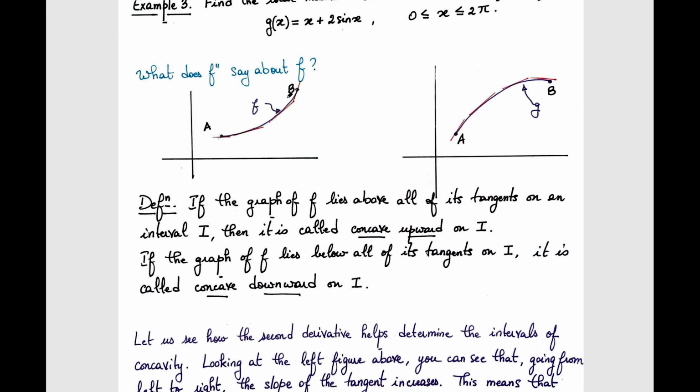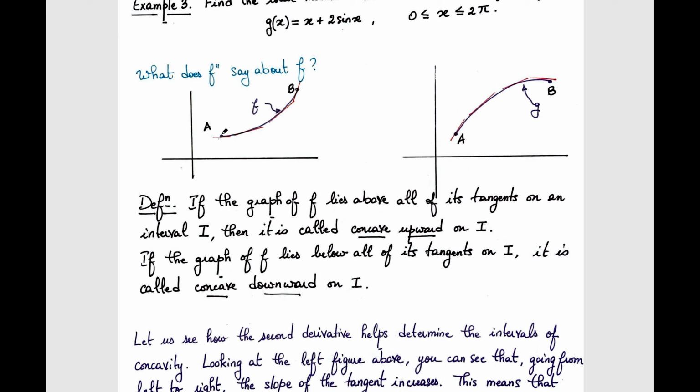Look at this graph here, the left graph. This graph corresponds to some function which is increasing. It can increase this way, and it can decrease, as in the right picture, this way, right? If it increases this way, its tangent at any point is going to be below the graph of the function. Such a graph is called concave upward on this interval. And it's called concave downward when the other way happens, if the function is below all of its tangents on this interval.